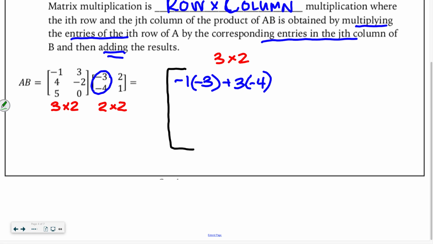I usually work my matrix multiplication, I always do rows. So I'm going to complete my row. I just multiplied the first row by the first column. Now I need to multiply the first row by the second column. So I'm going to take -1 times 2 and add it with 3 times 1.